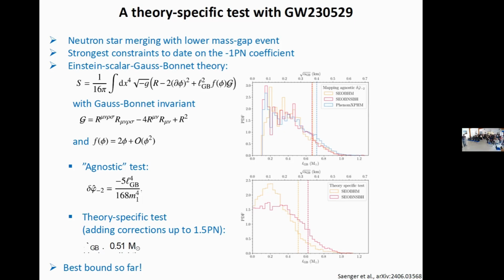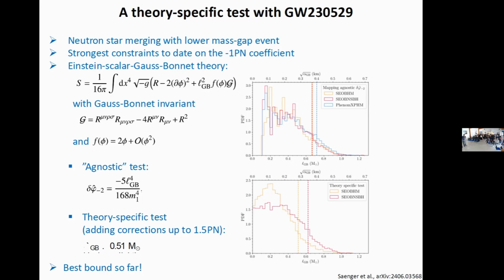So now one thing you can do is you can take our so-called model independent tests, and then the -1 PN coefficient is called like this, and you can connect it to a parameter in the theory, which is a length or a mass scale, L_GB here, and then do inference on L_GB and see what kind of bounds you get. And so this is what you get: the different histograms, or our probability distributions, on that parameter using different waveform models.